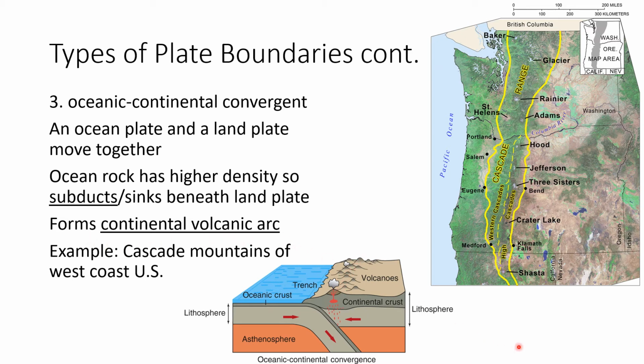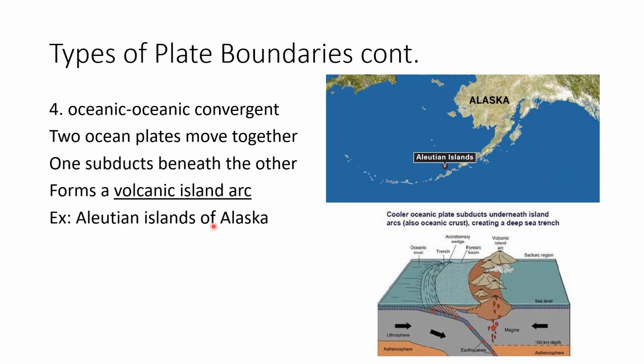An example of this that you might know about is the Cascade mountain range. This is the west coast of the United States. So here's Washington, Oregon, here's California down here. So this Pacific Ocean plate is moving in this direction. This North American land plate is moving in this direction. So the Pacific plate sank beneath the North American plate, melted, magma rose up and formed all of the Cascade Mountains here, which are a bunch of volcanoes. The most famous one that you probably know is Mount St. Helens, located right here.